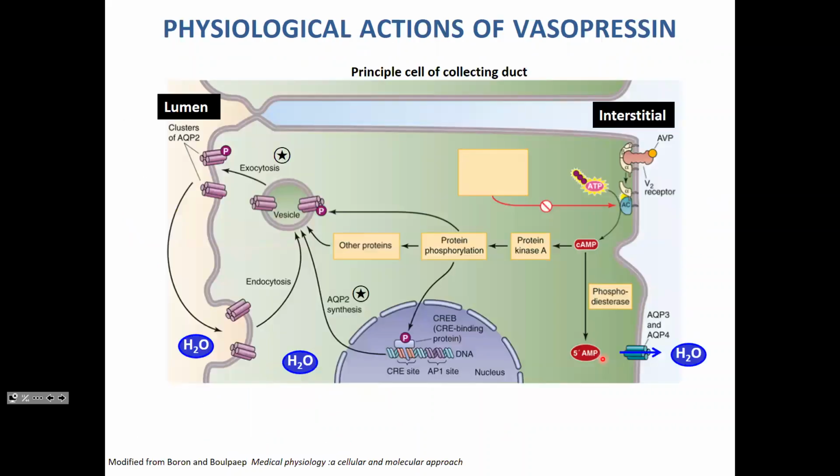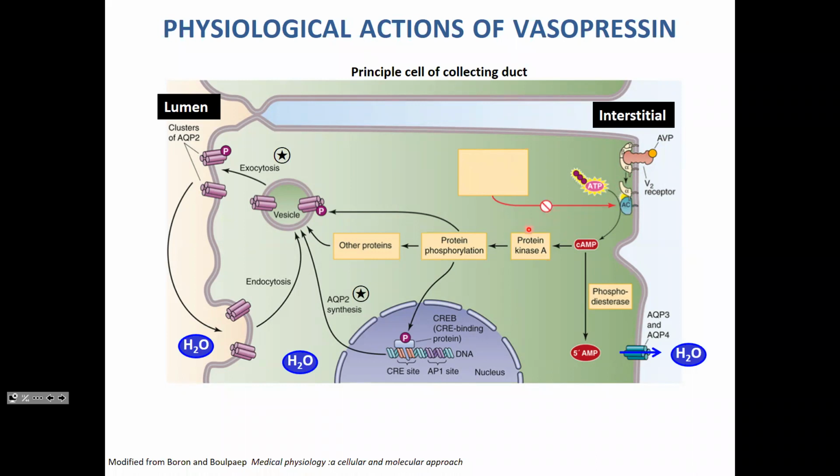So here's how it works. In this particular picture, I'm showing a principal cell of the collecting duct. On the basolateral side, I have a vasopressin receptor. It's a V2 receptor. When arginine vasopressin binds to the receptor, I'm going to activate the G-alpha S, the stimulatory subunit. It's going to activate adenylate cyclase. I'm going to produce cyclic AMP, and cyclic AMP is going to activate this kinase called protein kinase A.